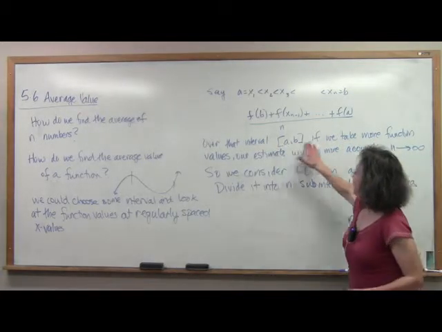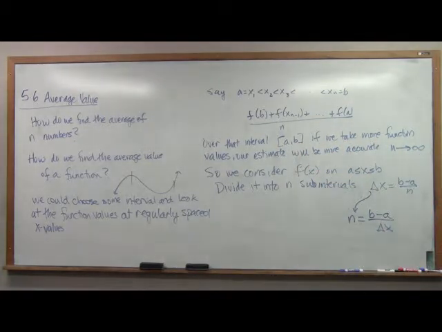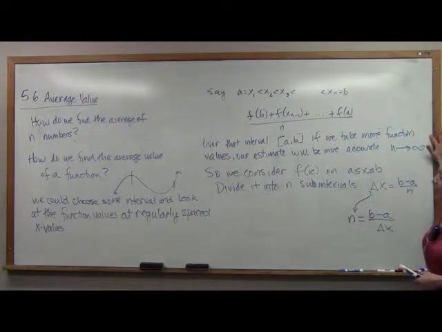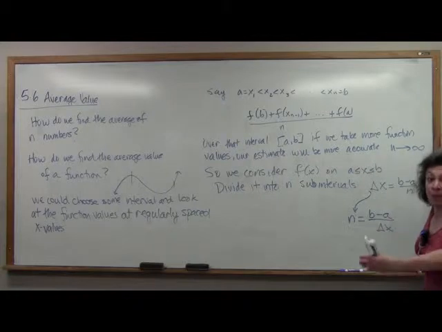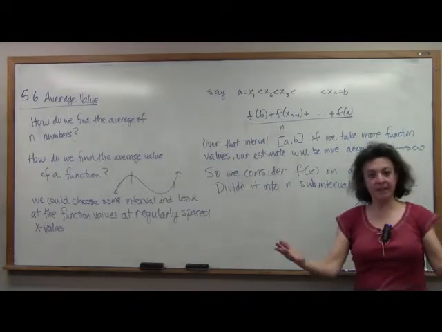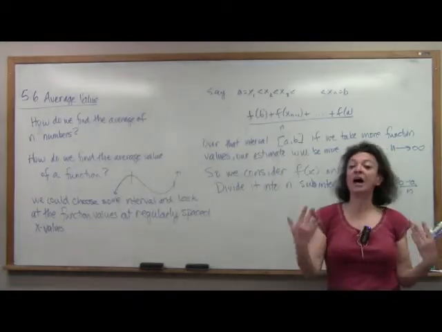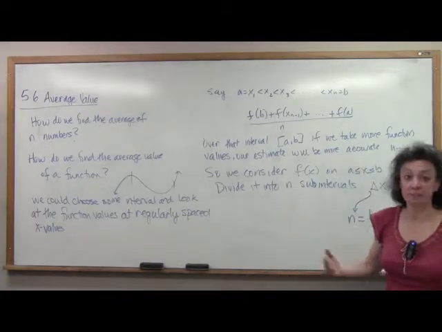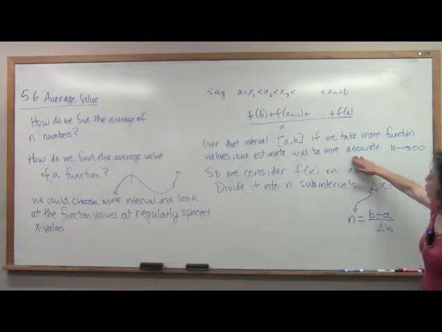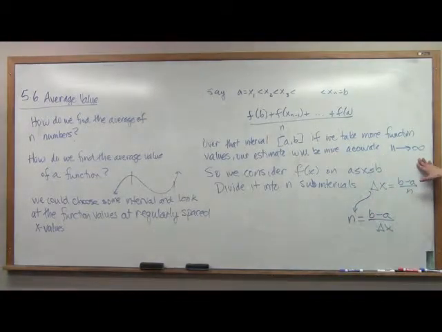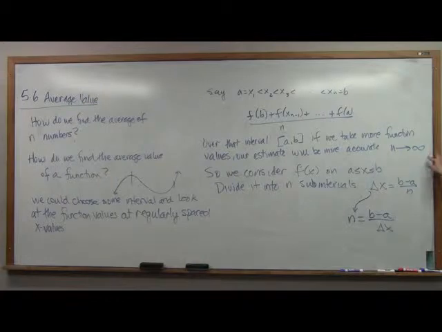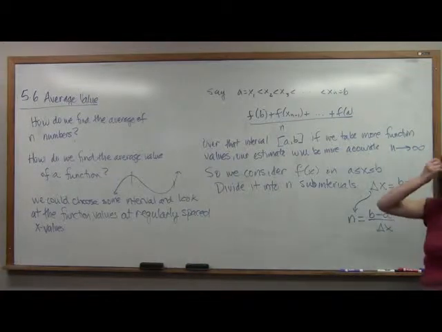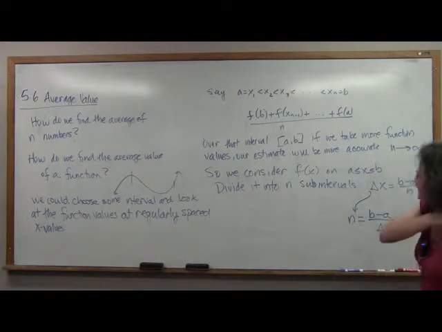Now, over that interval from a to b, I think you would grant me that if we take more function values, our estimate's going to just get more and more accurate. Similar to taking more and more rectangles, our area estimate just gets more and more accurate. What does it mean to take more function values? Well, if n is the number of intervals, we let n go to infinity. Now, some of this is going to start looking very familiar to you.